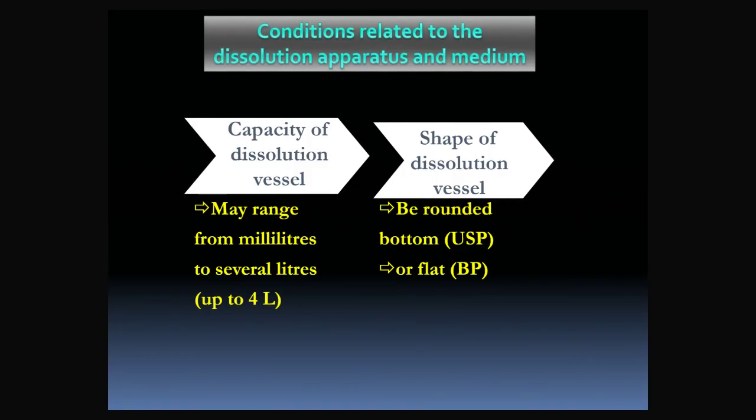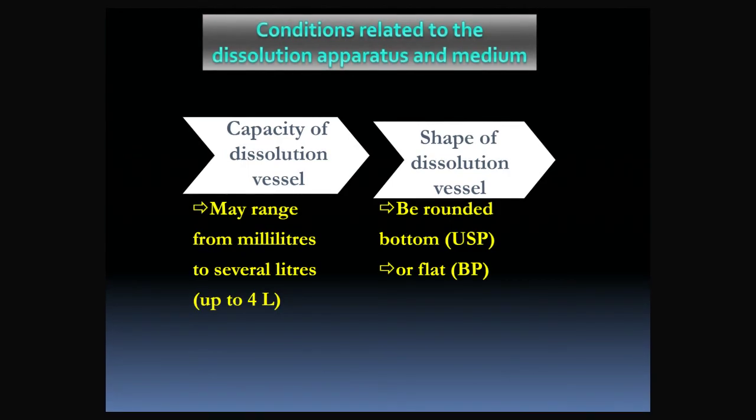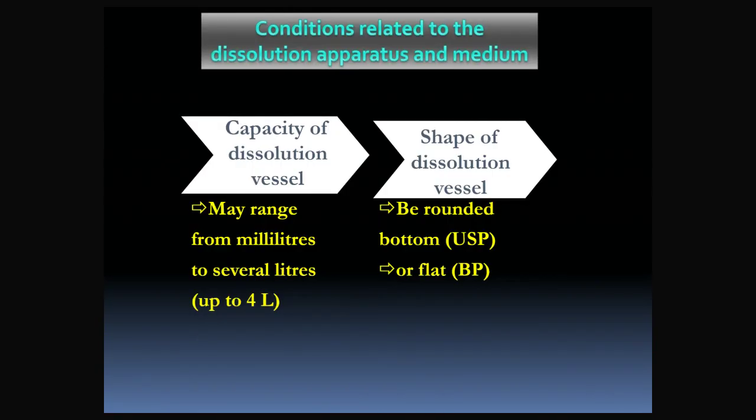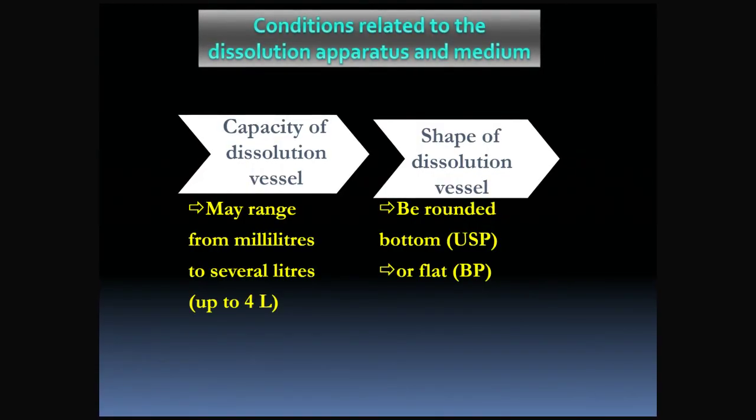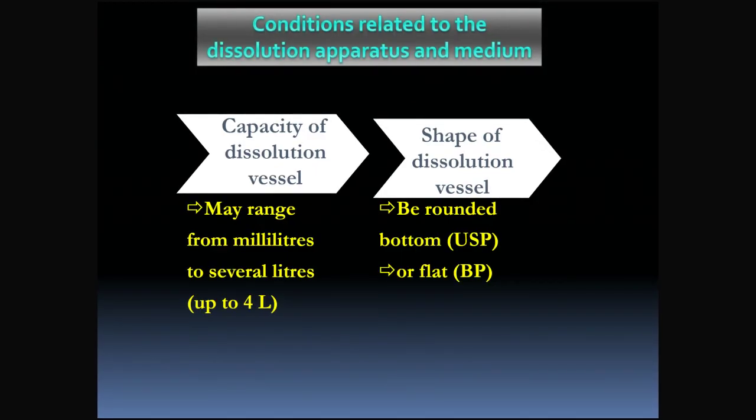The vessel's volumetric capacity serves as a critical thermodynamic regulator, scaling from just a few milliliters up to 4 liters to ensure we maintain the high concentration gradient required for sink conditions. This volume directly dictates the ratio of the mass of the drug to the solvent, preventing the bulk concentration from approaching the saturation limit, which would otherwise stall the dissolution velocity.